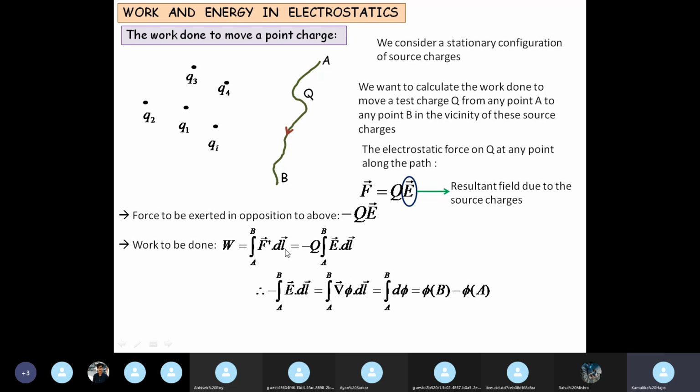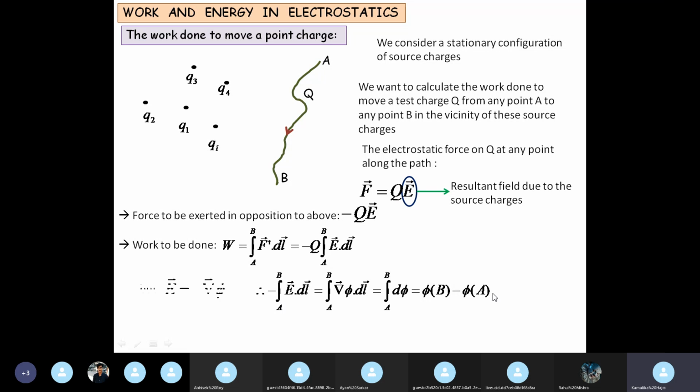Work is always force into displacement. So I have called that force F prime, and so we get minus Q integral from A to B of E dot dl. But E is equal to minus grad phi. Using that, the minus sign goes, therefore we have integral from A to B of grad phi dot dl. Again, grad phi dot dl is equal to d phi. Here you have to recapitulate your vector differential knowledge. So grad phi dot dl is just d phi, so this is integral from A to B of d phi, and this gives us the result phi at B minus phi at A.